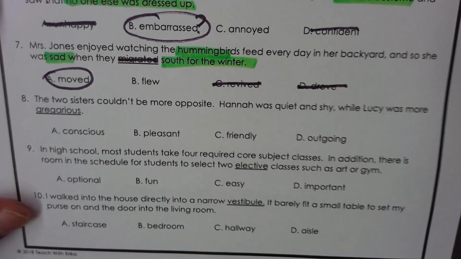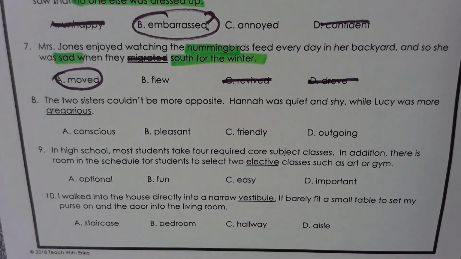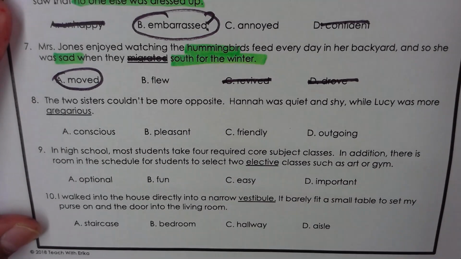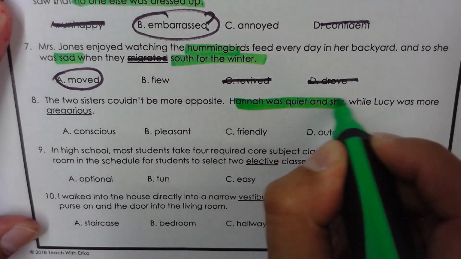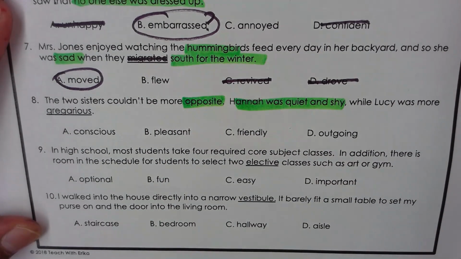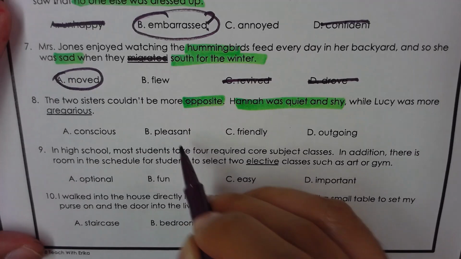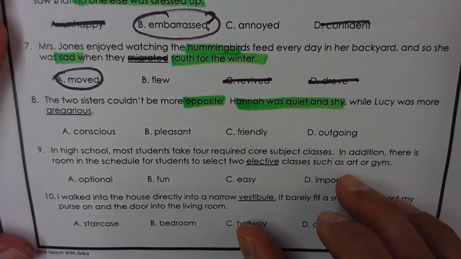Number 8. The two sisters could not be more opposite. Hannah was quiet and shy, while Lucy was more gregarious. Now, this is giving us the opposite meaning. So Hannah is quiet and shy. So highlight opposite, meaning what is the opposite of quiet and shy? It's either conscious, pleasant, friendly, outgoing.